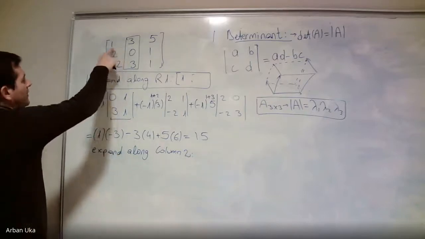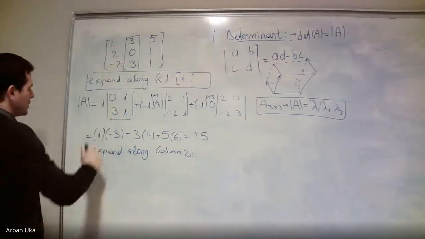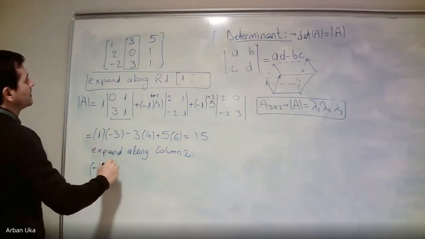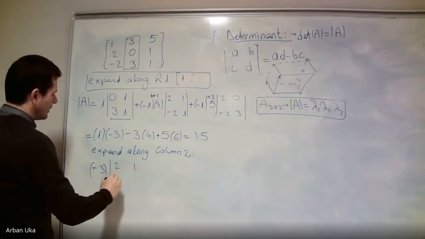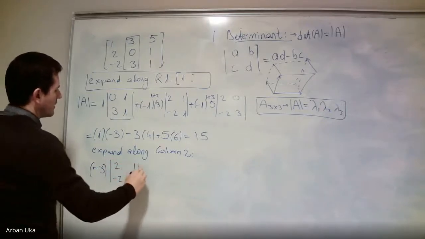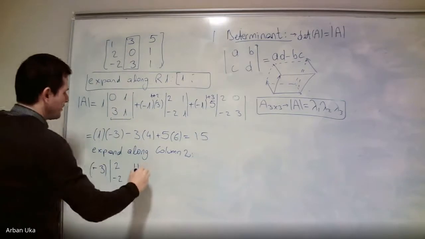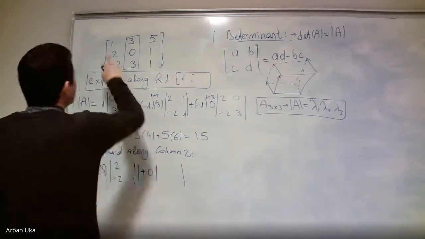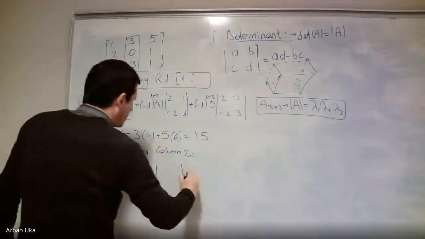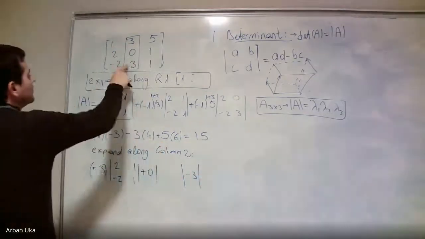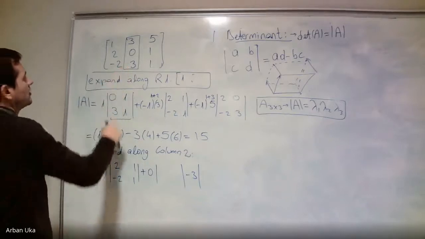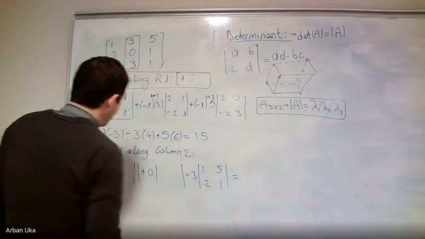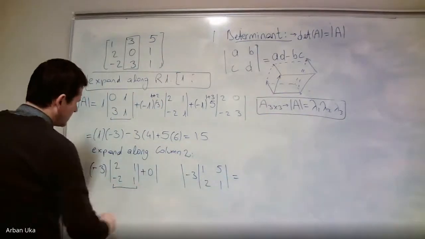What do we get here? First, this is plus minus. So here we have -3 times the determinant of 2, 1, minus 2, 1, plus minus plus 0 times something. This is plus minus 3 times, so we're talking about this 3. It's going to be 1, 5, 2, 1. So what is the determinant here?